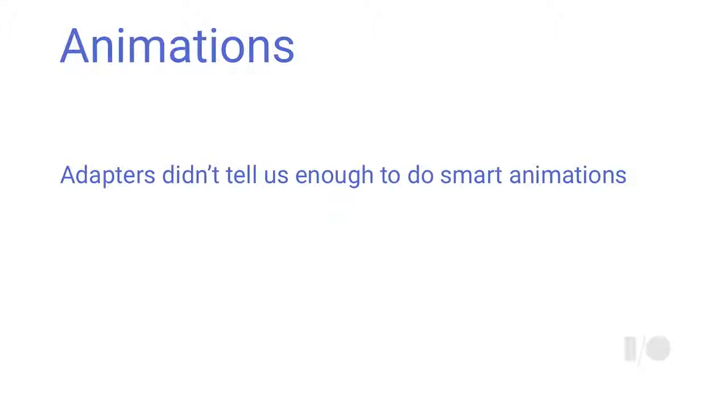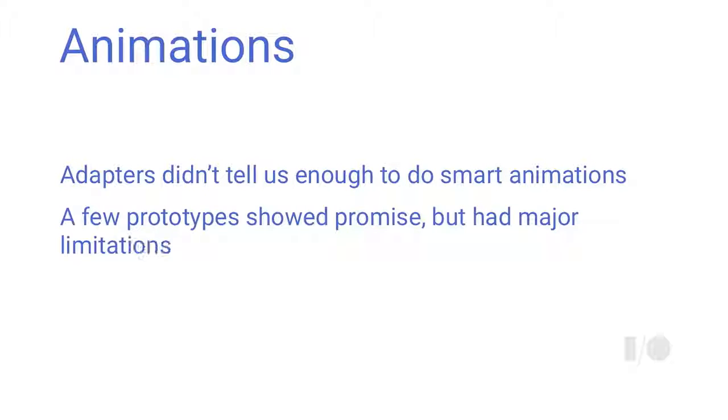But really the big thing that kicked off the whole RecyclerView effort was that list view animations are really, really difficult. And the core problem is that adapters don't tell us enough to do them smartly. So when you change an adapter, you say notify dataset change, and the assumption is anything could have changed. We're not entirely sure what, and we're just going to go ahead and rebind all the items that are currently visible and go from there.